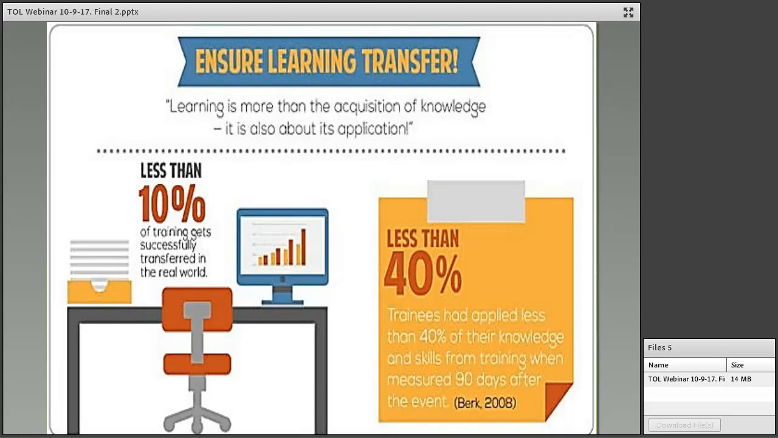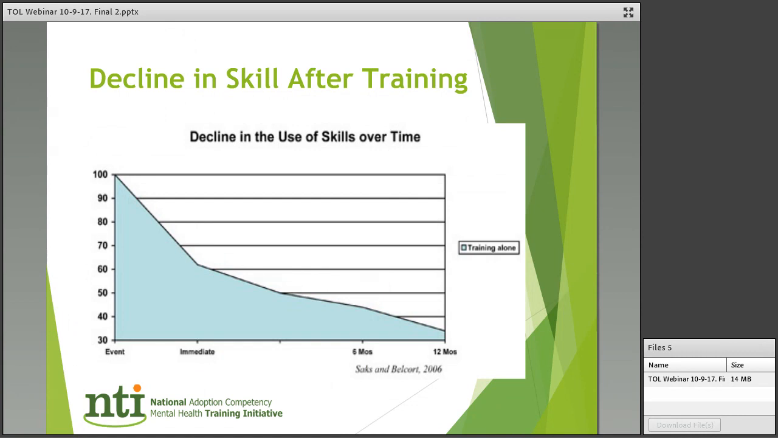And then on the far right-hand side of the slide, less than 40% of trainees had applied less than 40% of their knowledge. So 40% of 40, wow, that's quite small, 90 days after the event. Again, the three slides in a row are all illustrating the same point, which is that transfer of learning has to be intentional. We have to work against the natural forgetting curve, and we have to do it in a timely way. Okay, next slide.